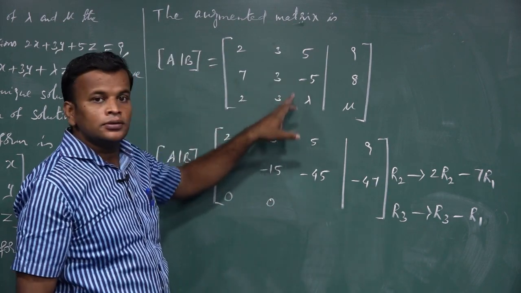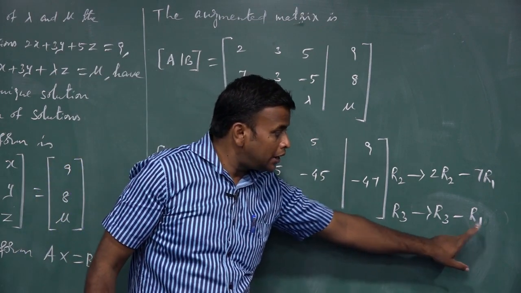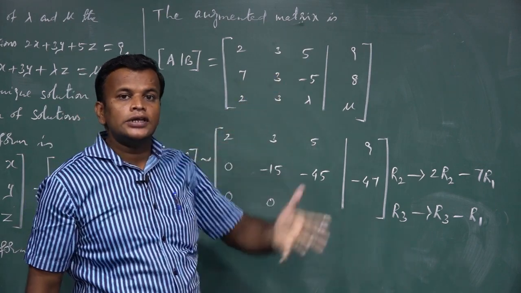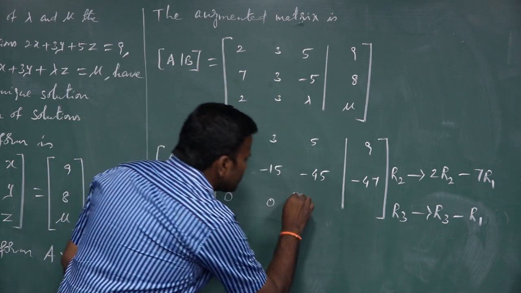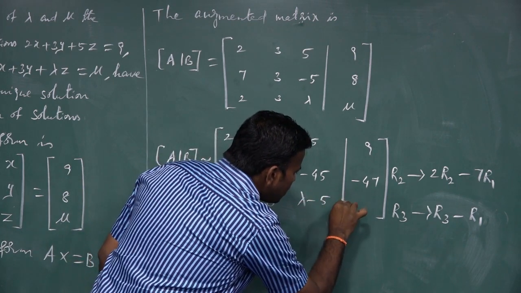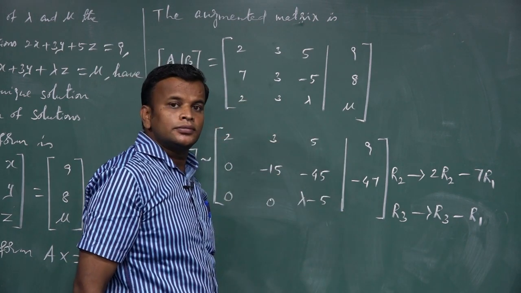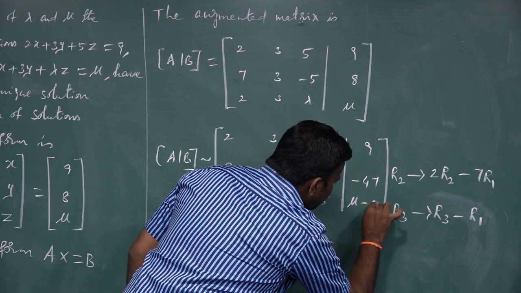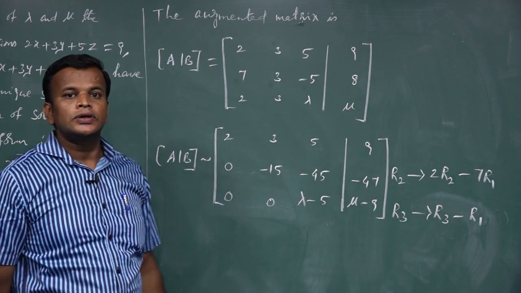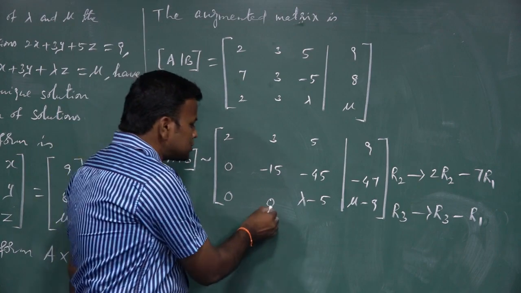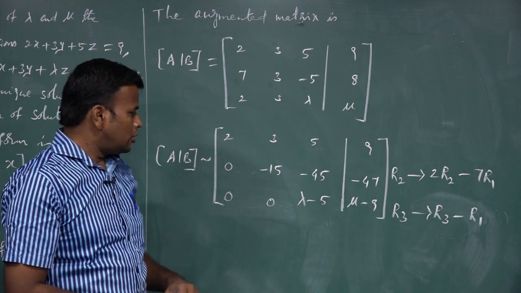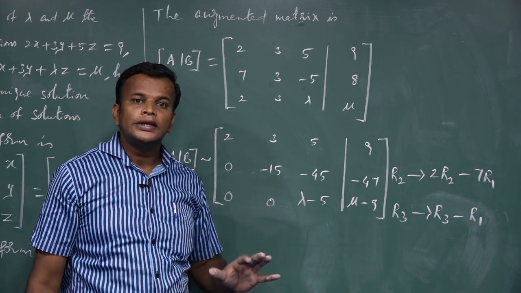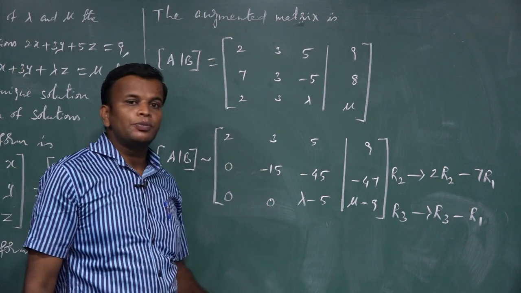How to write this one? We write R3 as R3 minus R1. R3 has lambda, minus the corresponding element of R1, which is 5. So lambda minus 5. And the number nu, we write R3 as R3 minus R1, so nu minus 9. In this sum you see that element automatically becomes 0. In the previous one, first we converted this element to 0, then we converted this element to 0. But in this sum, that element automatically becomes 0.